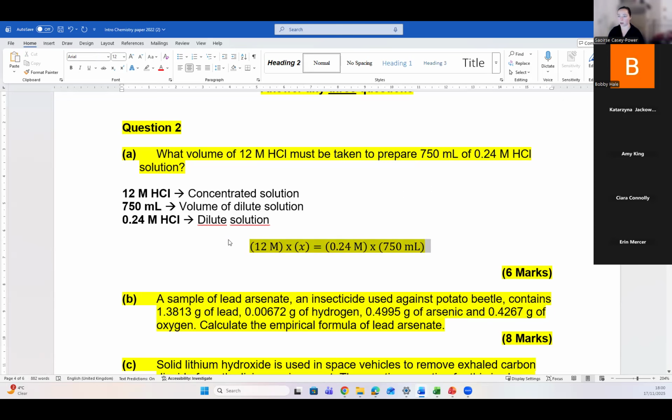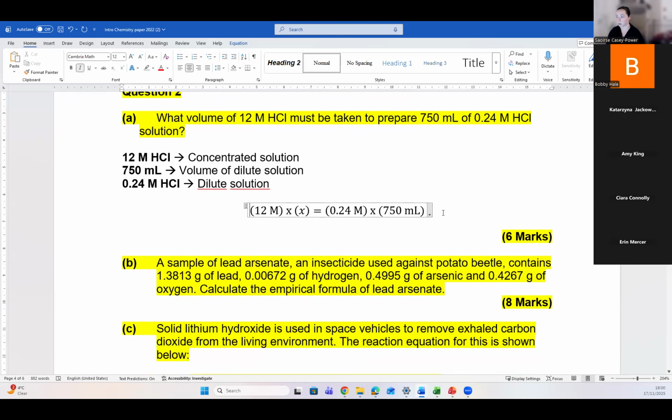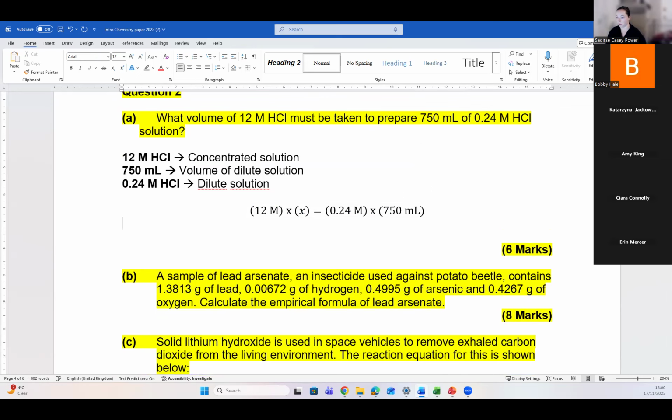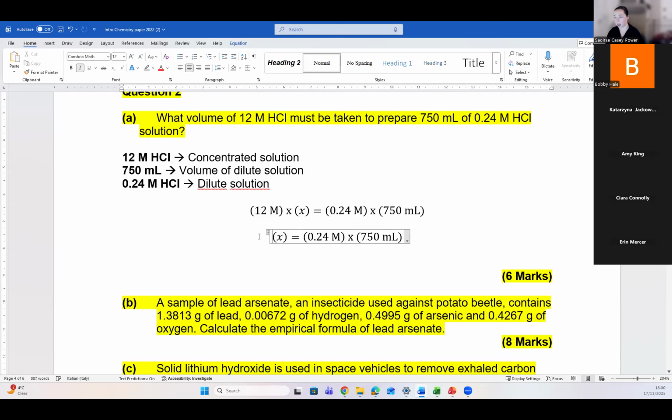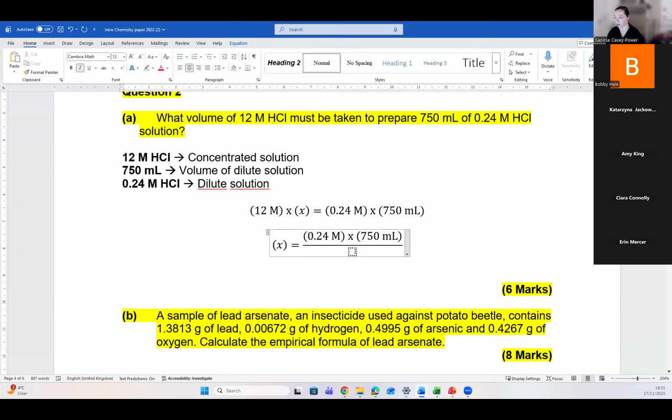Everyone okay with that so far, guys? Yeah. Perfect. So what we're going to do then, we're just going to rearrange this whole equation to get X on its own. All right, so if you want to get X on its own, you bring the 12 molar across to divide on this side. It's multiplying over here. You bring that across the equal sign. The 12 molar is now going to divide. So this is what we should be left with here.